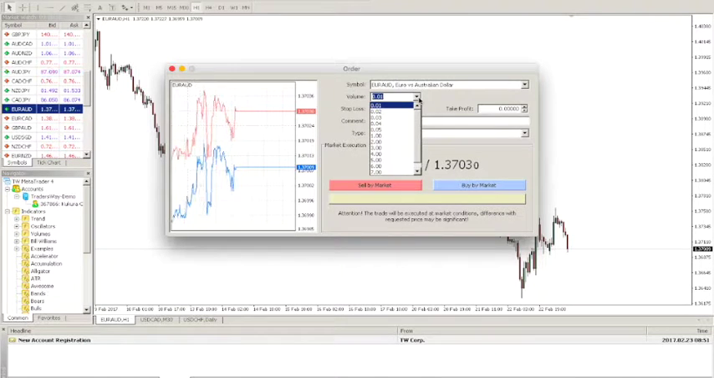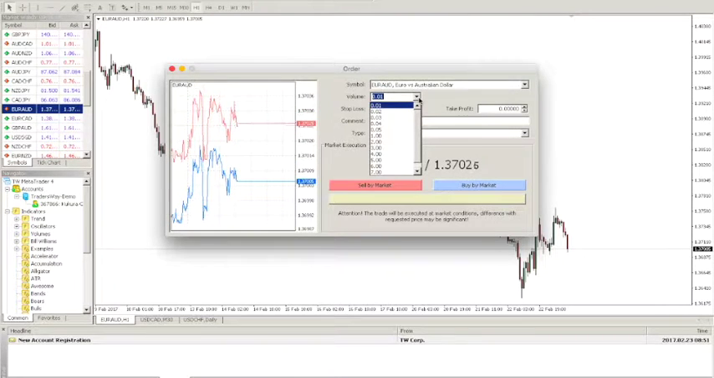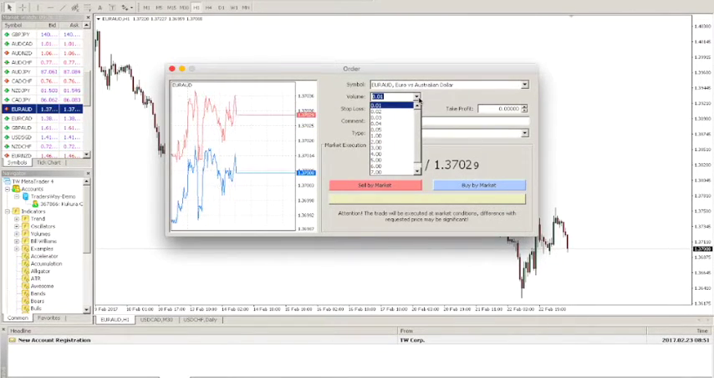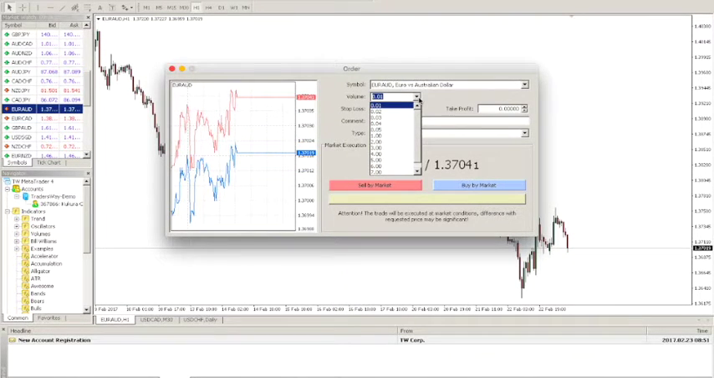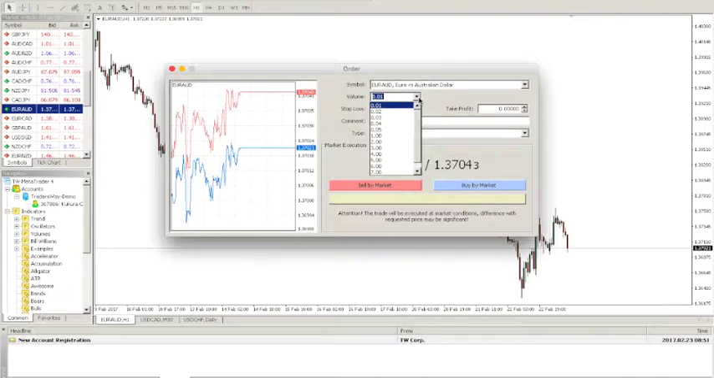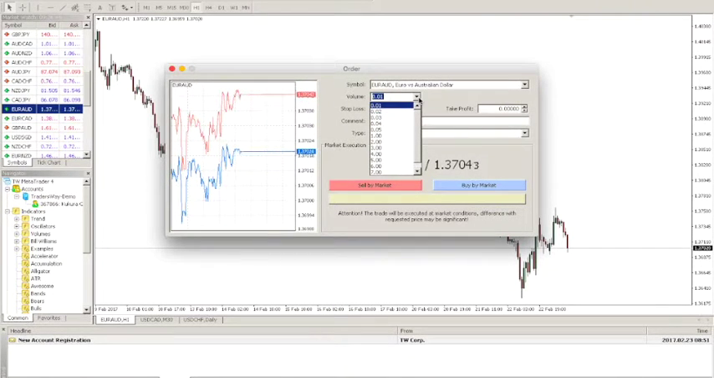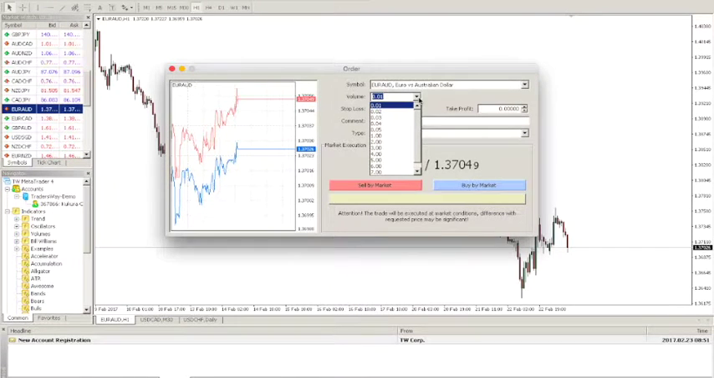Now if you're using JP Markets or most of these brokers, 0.01 is representative of 10 cents. 0.1 is representative of 1 rand, and 1.0 is representative of 10 rand per pip. It doesn't matter what currency you're using, it's going to be the same. So 0.01 is 10 cents, 0.1 is 1 rand or $1, and then 1.0 is $10.